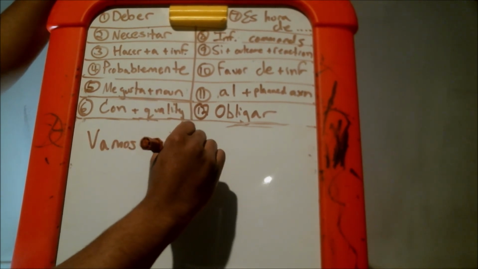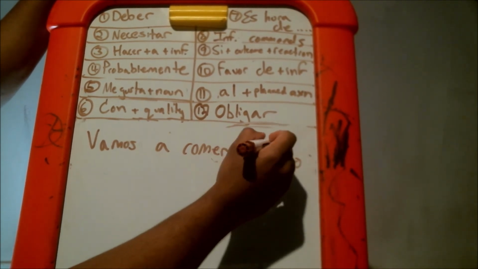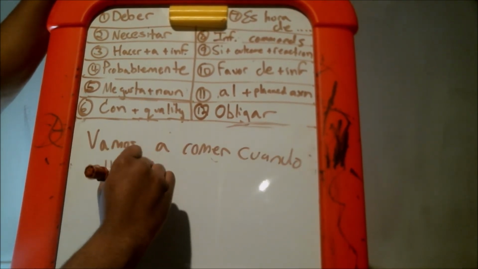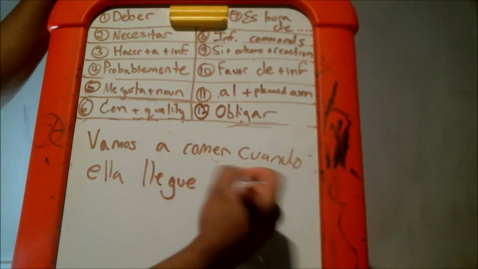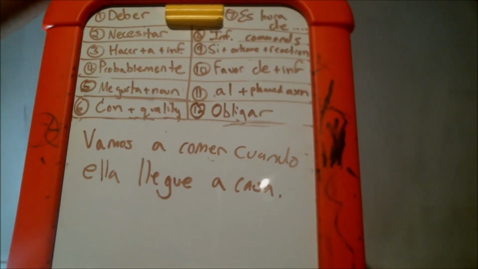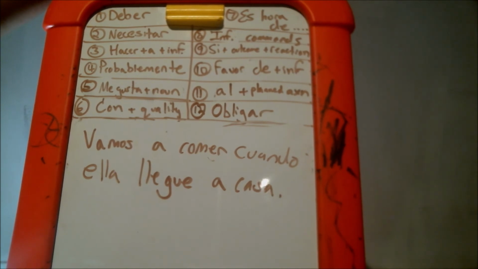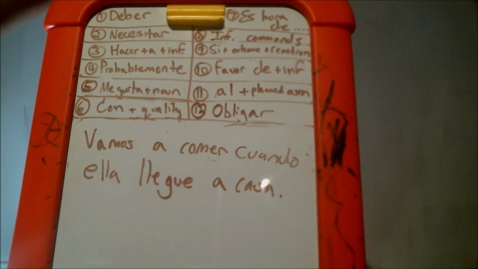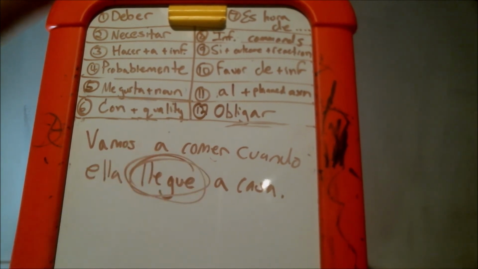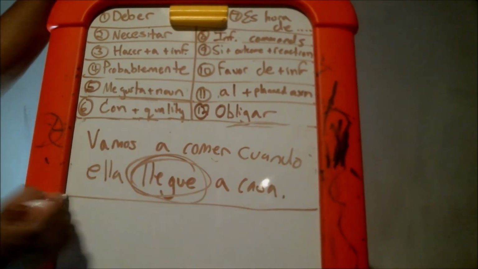Vamos a comer cuando ella llegue a casa. Okay? We are going to eat when she arrives home. Right? We're going to eat when she arrives home. She hasn't actually arrived yet. So that's why we're using the subjunctive here. It's what we think will happen, but it hasn't actually happened yet. It's hypothetical. But you know what?